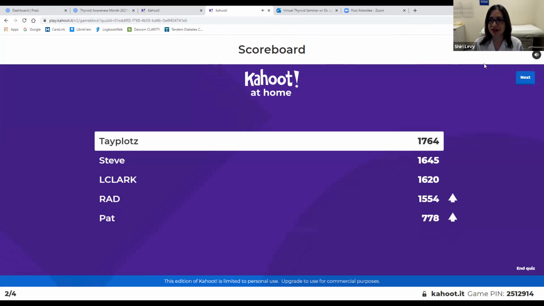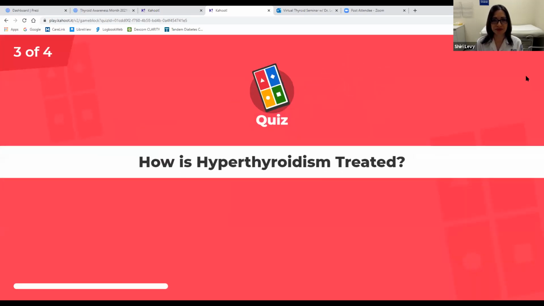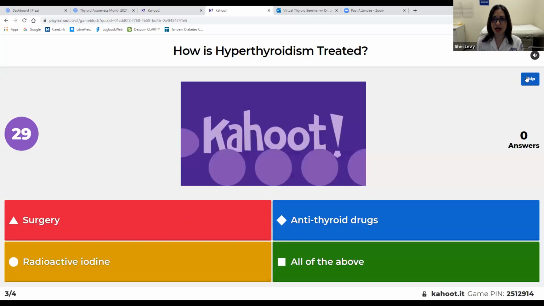Okay. All right, next. How is hyperthyroidism treated? Surgery, radioactive iodine, antithyroid drugs, or all of the above?